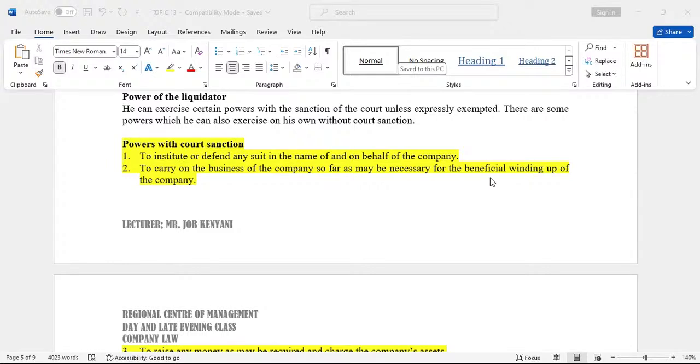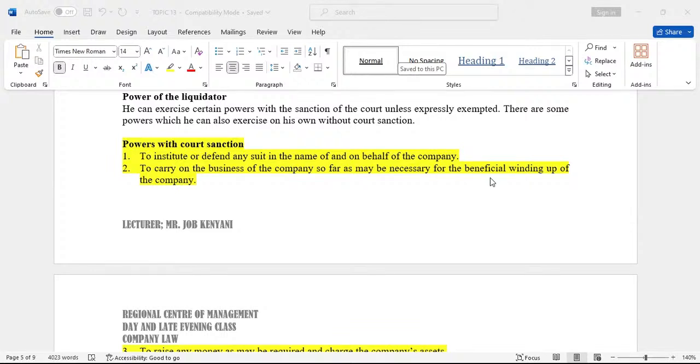But now in this case, we can just do a recap. Then of course we can start on voluntary liquidation. So the powers of the liquidator. Initially, the liquidator can actually be appointed by the court. So there are those powers sanctioned, or basically provided for, by the court.